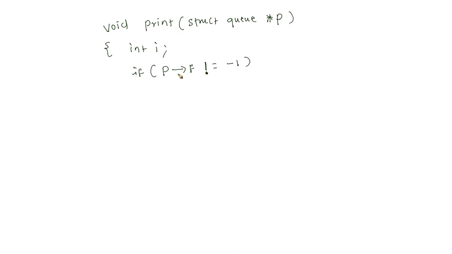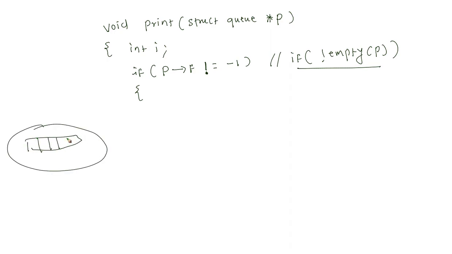Otherwise here I could have called the empty function also, but I'll directly check it here. Rather than this, I could have said if not empty, and passed the address which is there in P. I'll simply pass P. P is already holding the address of Q. That means when I'm passing P, I'm passing the address of Q. I could have done this instead.